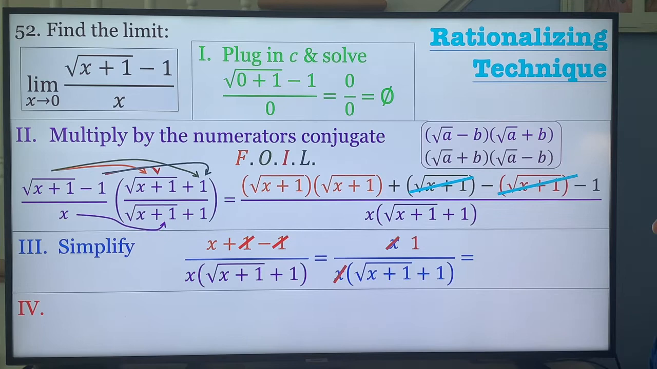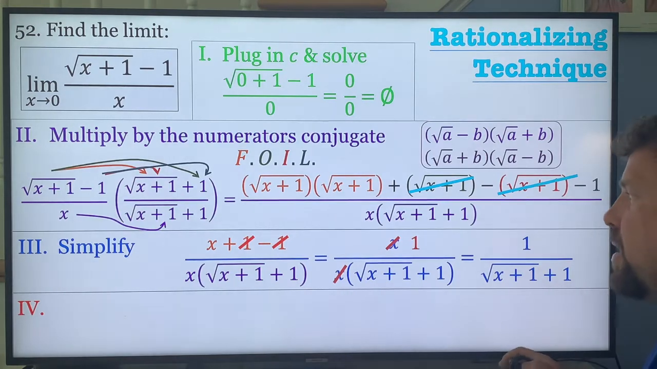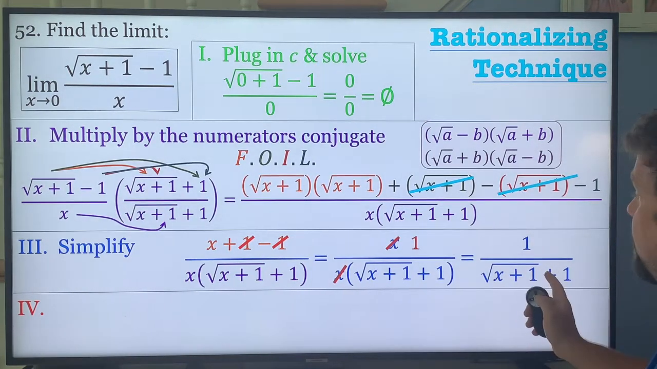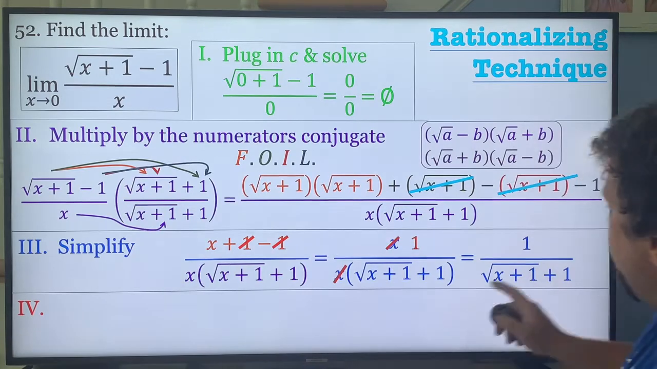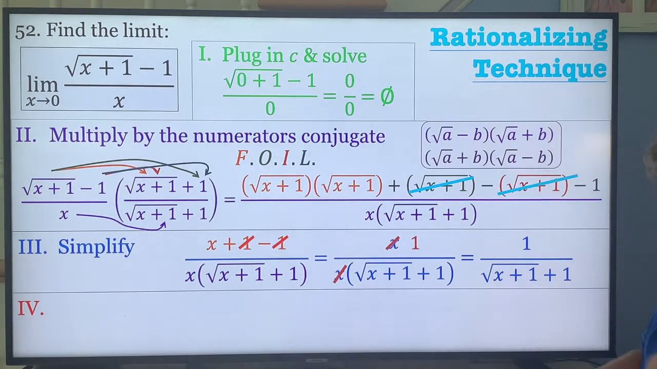X's cancel out, leaving you with 1 in the numerator. So your answer is going to be 1 over the square root of x plus 1 plus 1. Now, it's simplified. This and that are the same thing. You would never really write it like this, though, because you typically don't want radicals in the denominator.